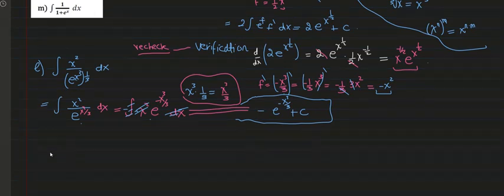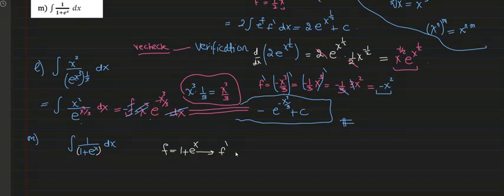Okay, let's move to part M. In part M, we have the integration of 1 over 1 plus e to the power of x. What is that? We might try to think of 1 plus e power x because we can't separate them. We can think about it as f, 1 plus e to the power of x. But what would be f dash then? The derivative of 1 is 0 because it's constant. E power x's derivative is itself.